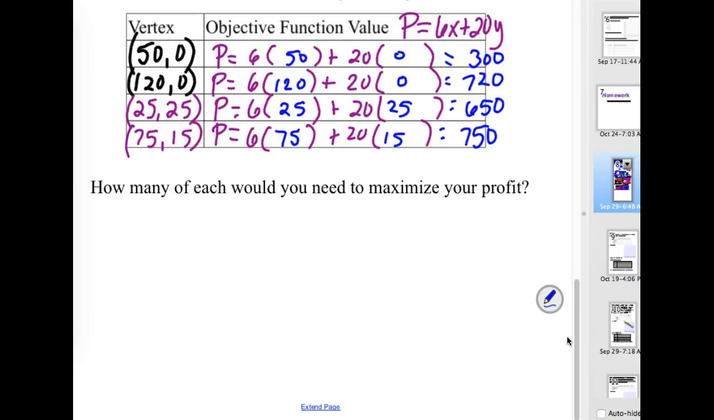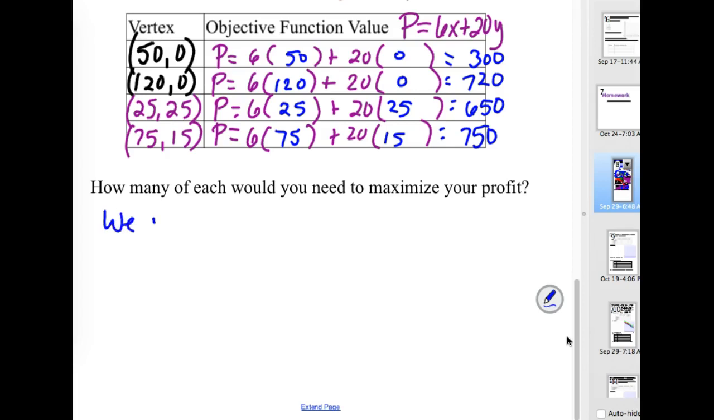Now, yesterday I said you would say my maximum is 750 at the point 75,15, right? But now we have a context. We know what the 75 stands for and we know what the 15 stands for. So you're actually going to write out the answer using that context.